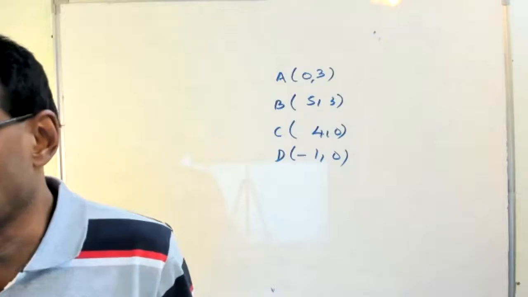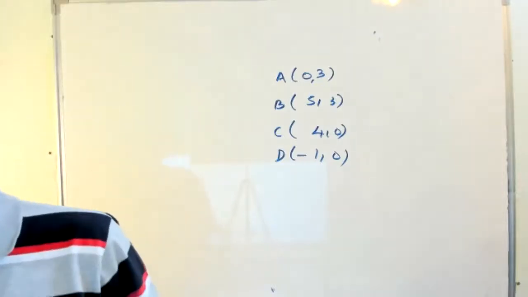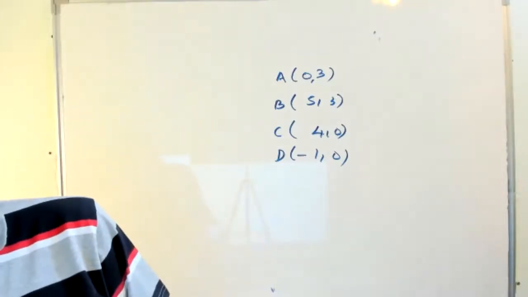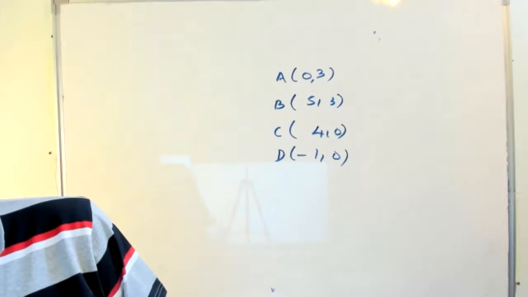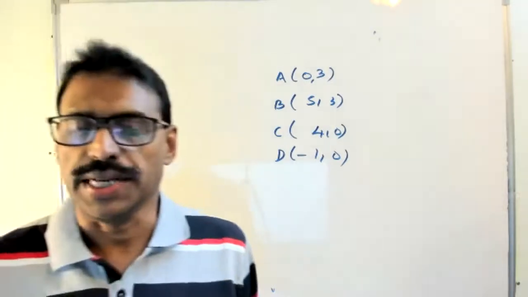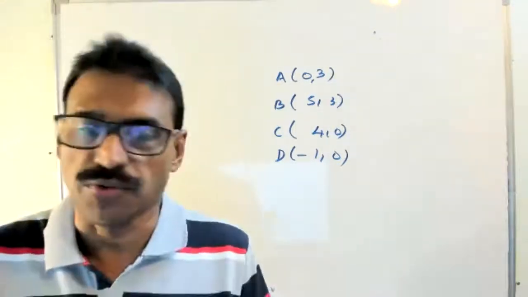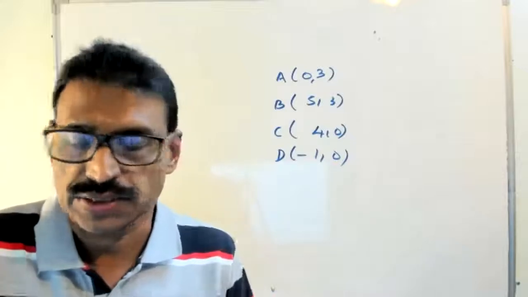A point on the x-axis, which coordinate is 0? And I gave an example also. So on the x-axis, the y coordinate is 0, and on the y-axis, the x coordinate is 0.